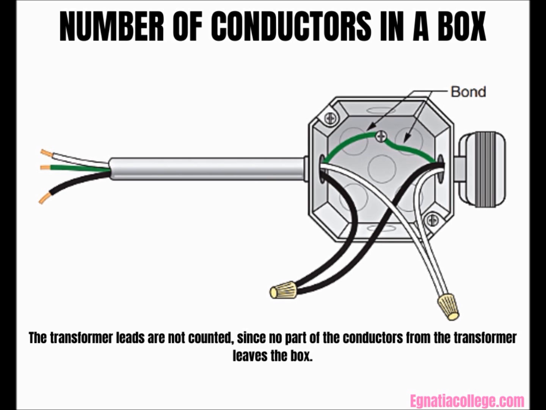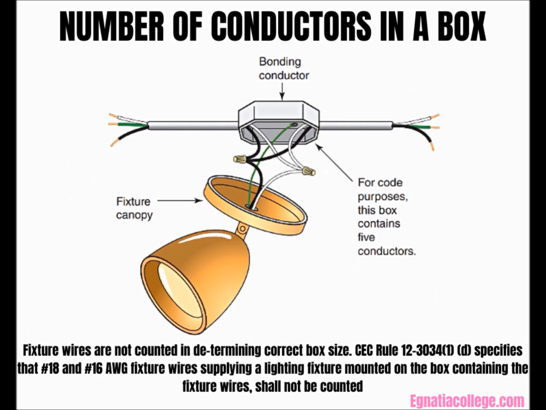Bonding conductor AWG or larger are treated when selecting a box. Wire number 16 or number 18 AWG supplying a lighting fixture is not counted when sizing the box that the fixture is mounted on. This is stated in Rule 12-3034 1(d).